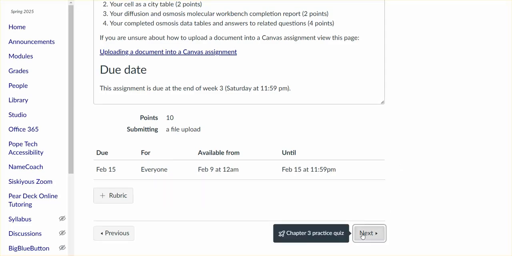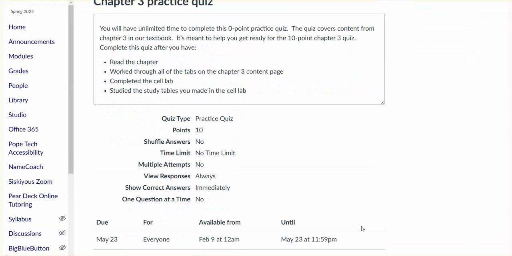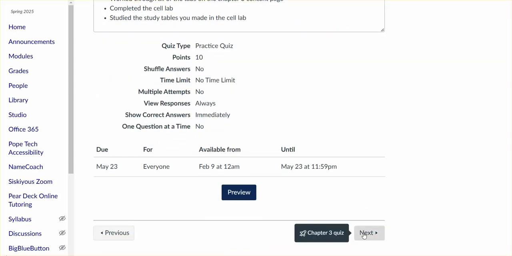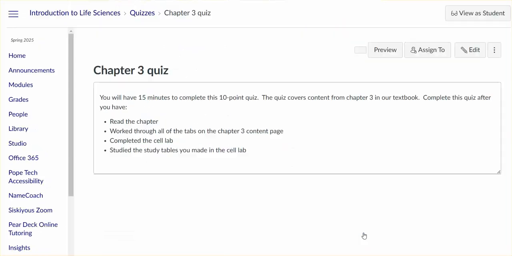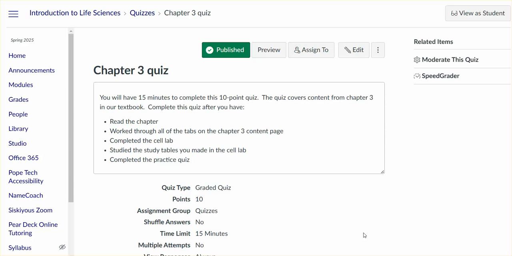Other than that, we have a chapter 3 practice quiz, and this is meant to get you ready for the chapter 3 graded quiz. So the graded quiz is worth 10 points. I recommend that you do this last after you've read the chapter, worked through the content in the content page, completed the lab, participated in the discussion, studied those tables that you made and your flashcards, and completed the practice quiz. So this one is timed and it's worth 10 points.